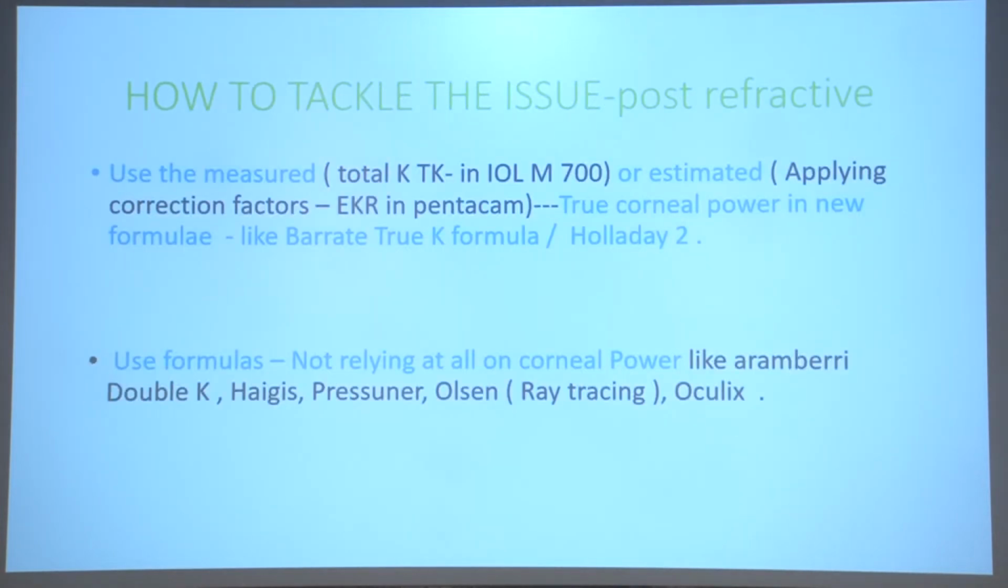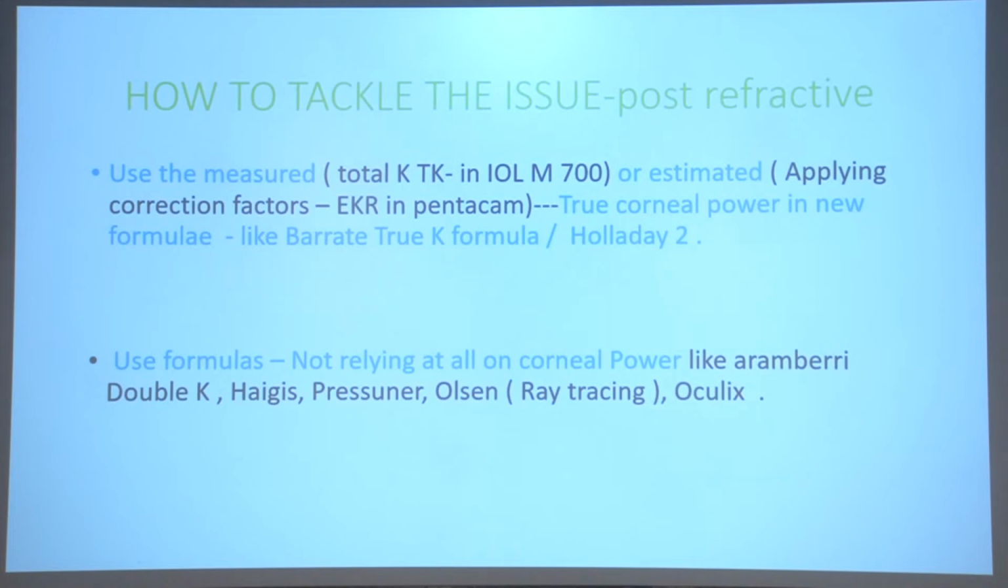So how to tackle this issue, the post-refractive? Well, like I said, use the measured, that is the total TK which comes with the IOLMaster 700, or estimated by applying correction factors, which is the EKR in Pentacam. Like I said, they interpolate the data. They have no blind spot, which is the advantage over the total K, but then they interpolate the rest of the data after measuring the central 3 mm.